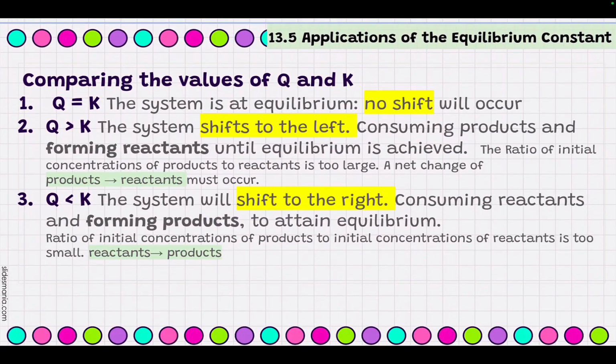Once we have the value of K, and I'll show you how to do this soon, if Q equals K, then we can assume the system is already at equilibrium. If Q is greater, that means there's too many products, so the reaction will shift to the left until equilibrium is established. And if Q is less than K, that means that there's too many reactants, not enough products, so it will shift to the right to reach equilibrium.